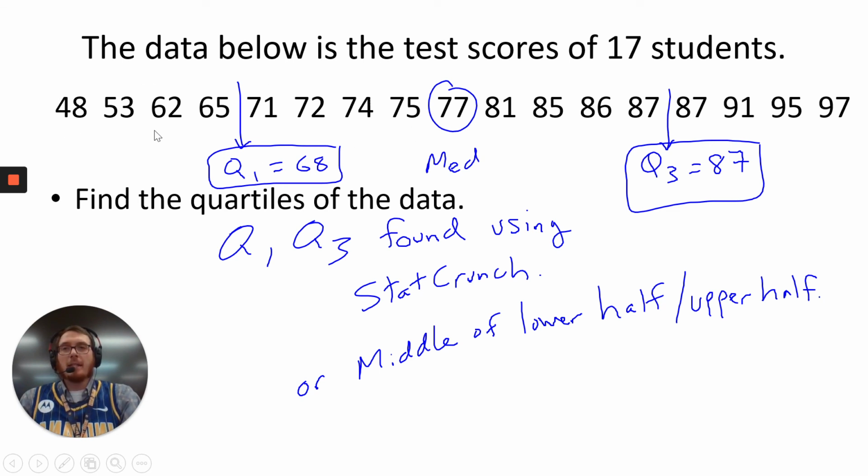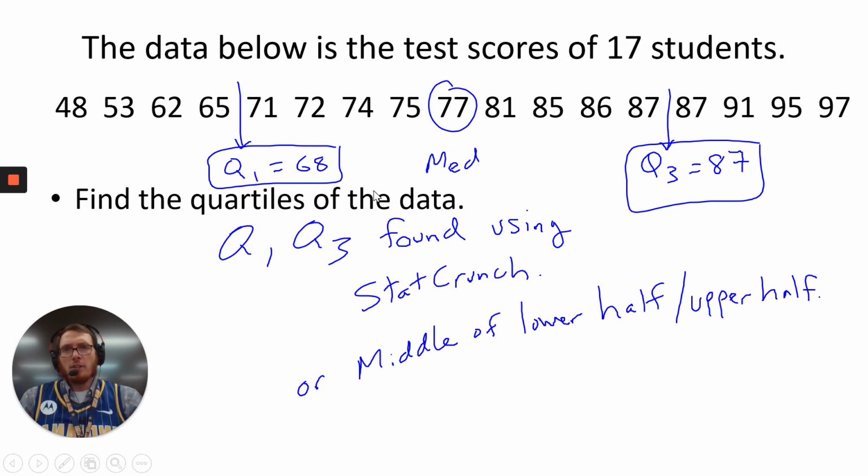So if I were to find the median of this data set right here from 48 to 75, I would find the middle two, which would be 65 and 71, and basically take the average of that. So I'd add those two up. The first quartile, Q1, is 68. Then do the same thing with the upper half. This one's nice because they're both 87, so the third quartile is 87. Remember, from there I could find the IQR, the interquartile range, by taking Q3 minus Q1.